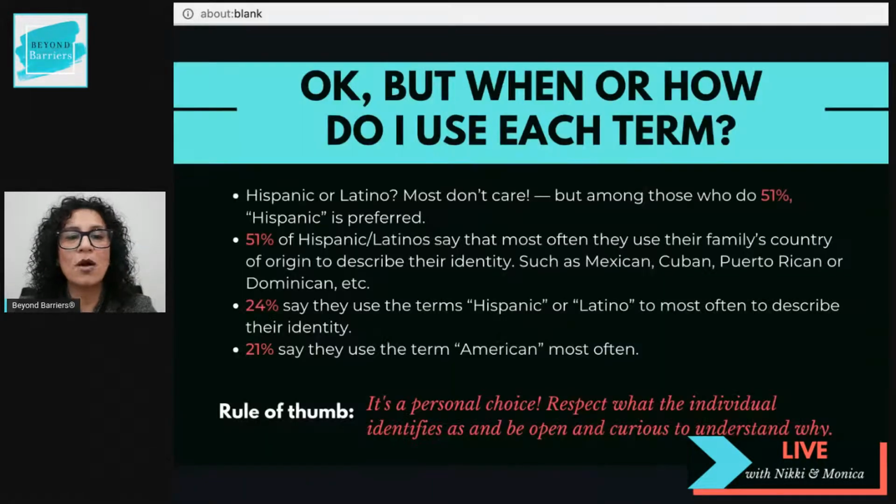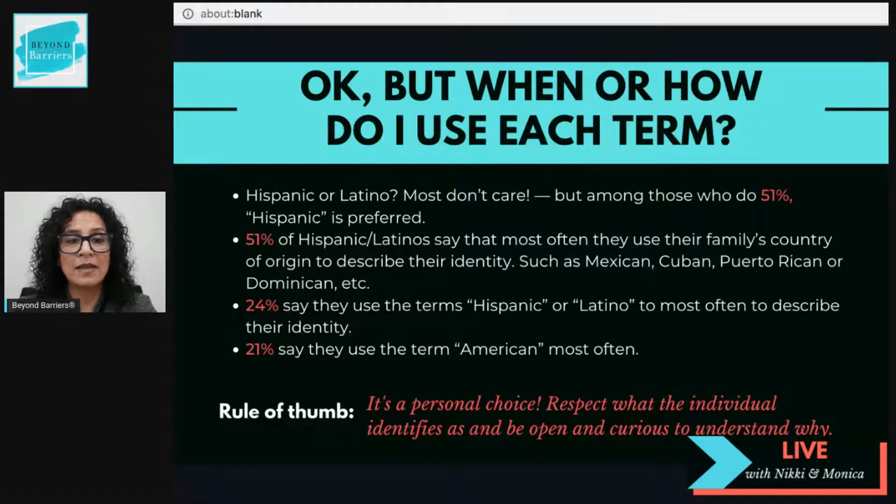Now, you're probably saying, okay, but when or how do I use each term? And they've done extensive research. There have been lots of research, and the Pew studies have shown that Hispanic or Latino, most people don't care. They interchange it, they go back and forth. But among those who do care, Hispanic is preferred. And it may be because Hispanic was the first term that was used, or introduced, back in the early 70s.